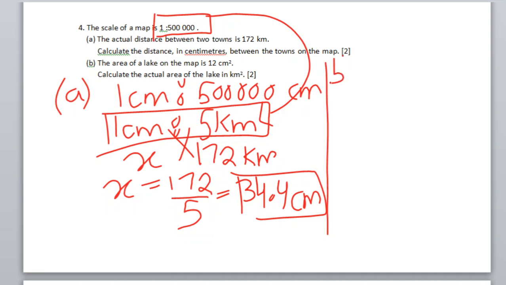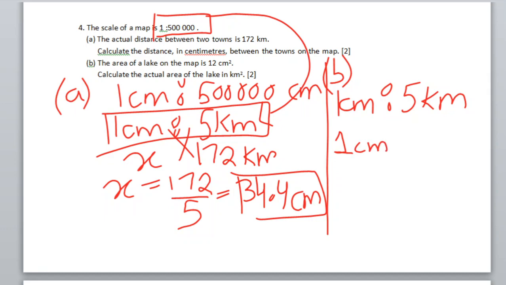Part B. The area of the lake on the map is 12 centimeters square. Calculate the actual area of the lake in kilometers square. Again, we'll use the converted map scale, and this ratio is the ratio of lengths. Let's change this ratio into a ratio of areas. For that, take squares on both sides. So 1 centimeter square ratio 25 kilometers square.